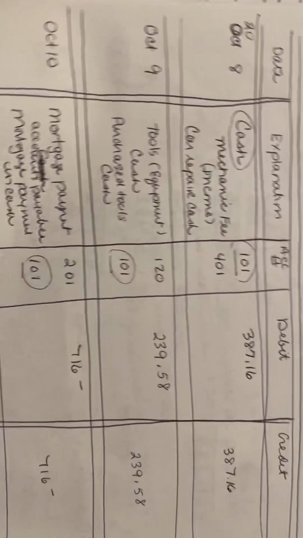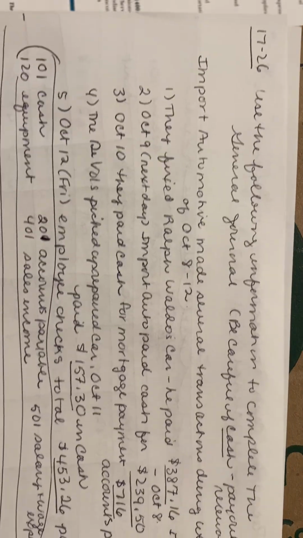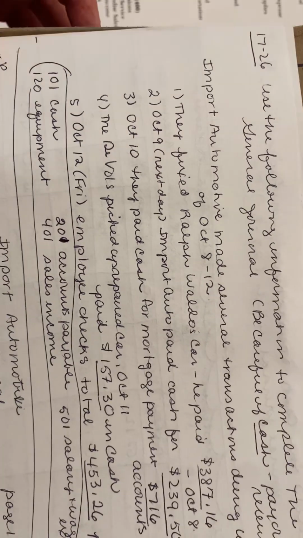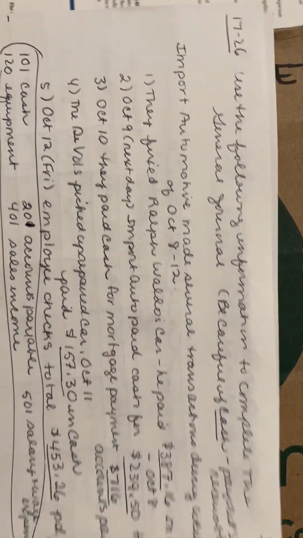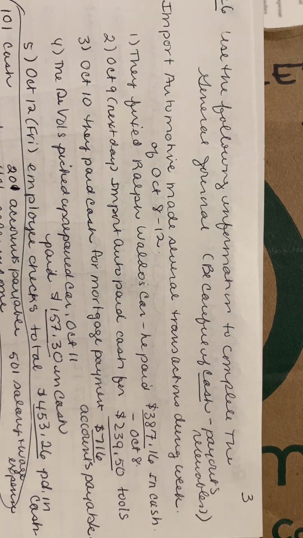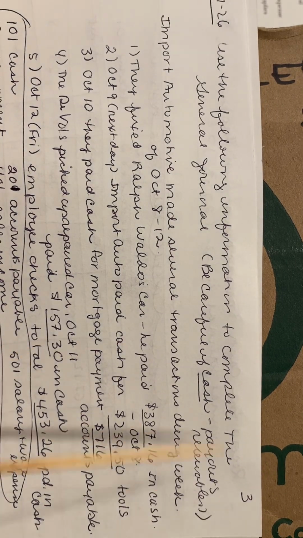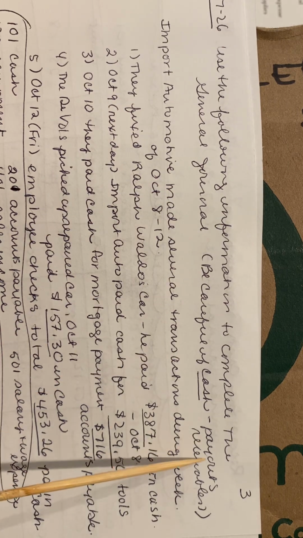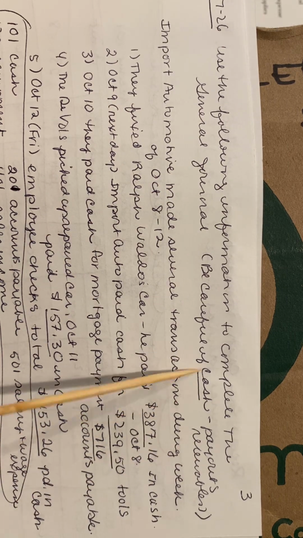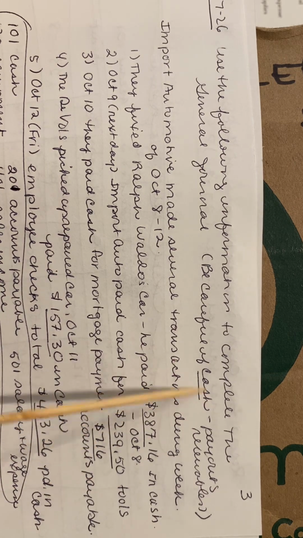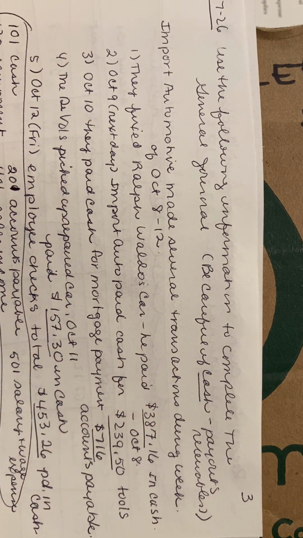Okay, now we have number 17. I don't know if I'm getting it all on the page. I guess I am. So, use the following information to complete the general journal. Be careful if cash payments are received. Whenever you have cash payouts and receivables, make sure you put them as cash, is what they're saying.